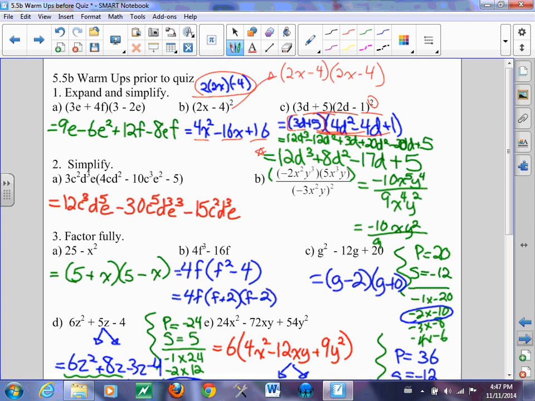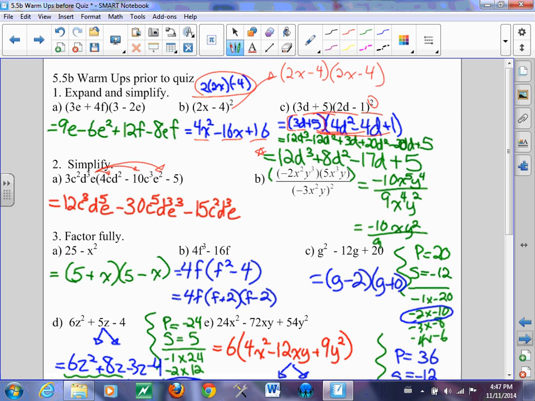Take a look at 2, says to simplify. So again, this is just an extreme distributive law where you've got to deal with the sign. So watch your integer laws. You've got to deal with your coefficients in terms of the numbers, and the sign is the integer law. And then you've got to figure out your variables. And remember, you use your exponent laws for multiplication where you add the exponents.